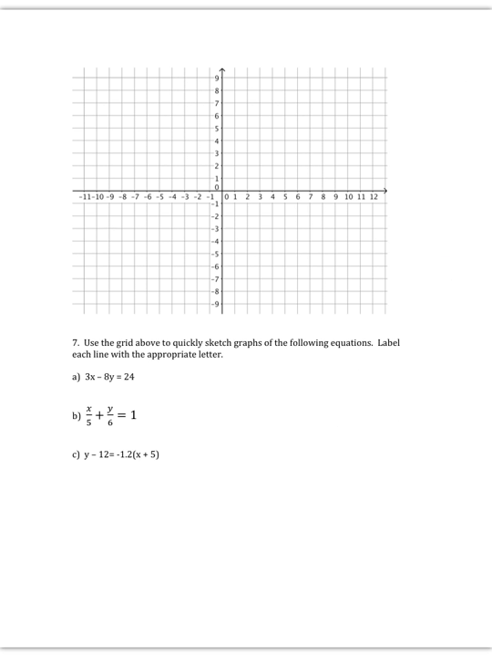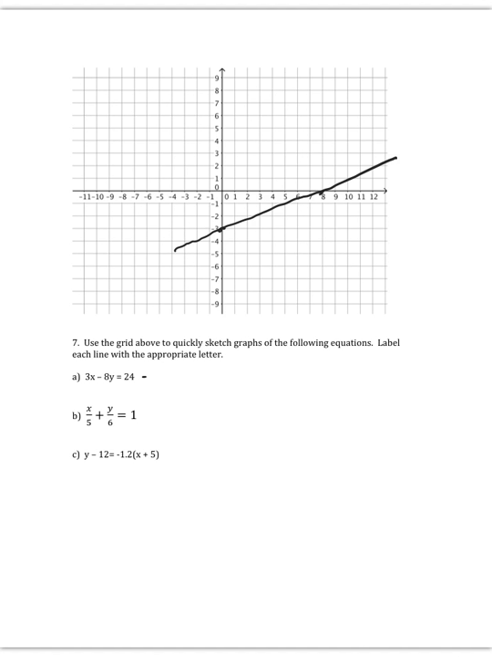All right. Now we have to quickly sketch the graphs of the following equations. Okay. 3x minus 8y equals 24. Quickly, we can say that when x is 0, y is going to be negative 3. So we're going to have this point right here. When y is 0, x is going to be 8. So that's our other intercept right here. And now we have one of our lines. It's going to go right through this, more or less.